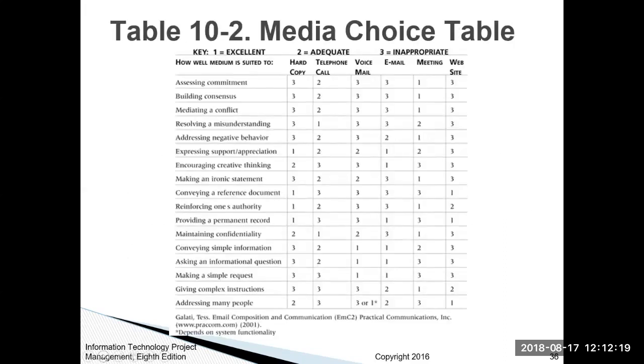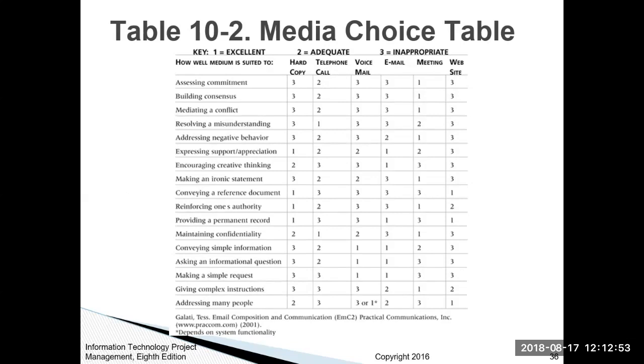Here's another image. This Table 10.2 is a media choice table that was included, and it has a key at the top where 1 is excellent, 2 is adequate, 3 is inappropriate, and there's a list. Now, if I were making this list as a project manager, I have a big pet peeve where I like to put things in alphabetical order so that it's easier to find, and I think it's easier to read. This one is not, because it was already created.